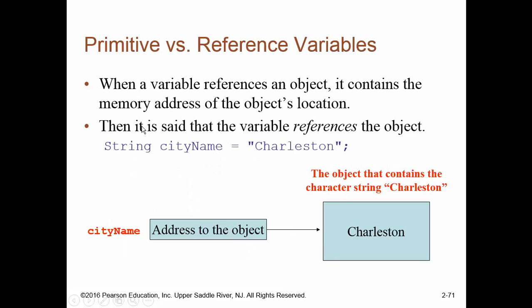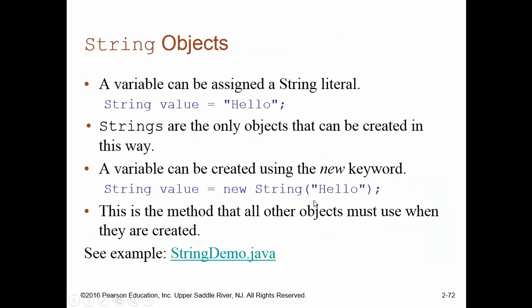All right. So they talk about primitive versus reference variables. The big difference between these is a primitive variable is a simple data type, and a reference variable is what's referred to as a complex data type. So if I say String cityName equals Charleston, what you're going to find probably in memory, if I go to that location where cityName is, is not Charleston, but an address. And if I go to that address, I'll find Charleston. If that doesn't make sense to you, don't let it worry you right now, because again, we'll go over it.